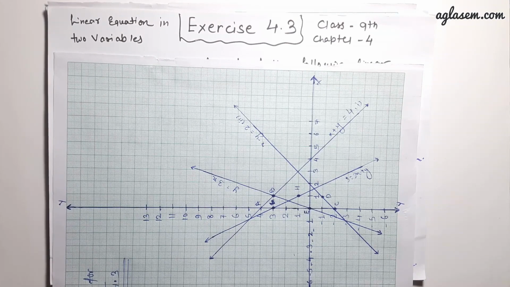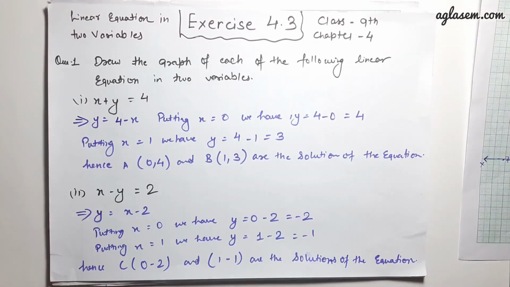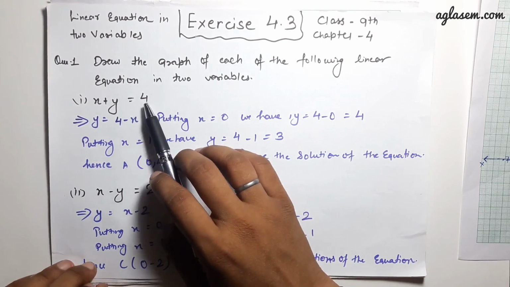So today in this video we are going to cover exercise 4.3 from chapter number 4, that is linear equations in two variables, of the same class 9. So let's start with the very first question. Here it is written, draw the graph of each of the following linear equations in two variables. So the first equation is x plus y is equal to 4.